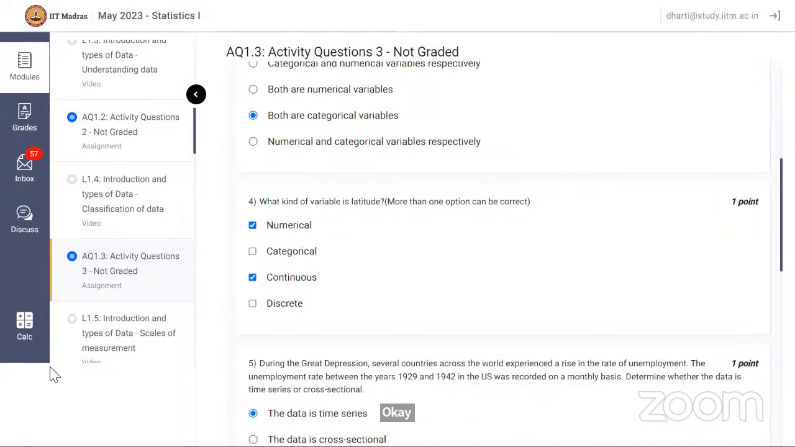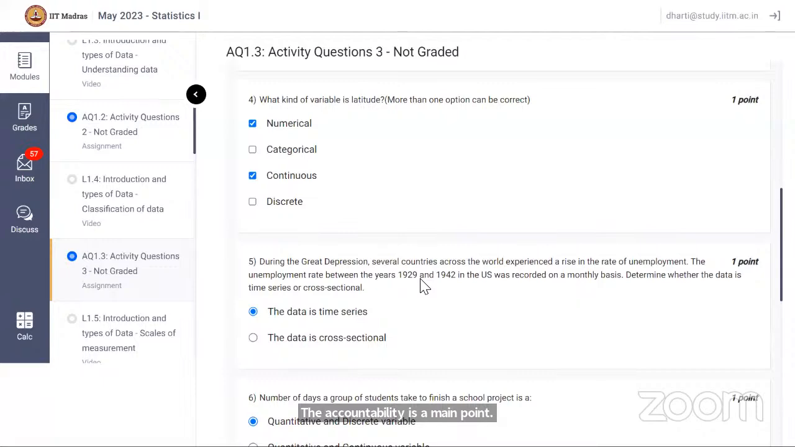Have you guys studied countability and uncountability in mathematics? No, ma'am. Okay, then it will be there in either week 2 or week 3. So that is the major difference when it comes to continuous and discrete. The countability is the main point there, the main difference.